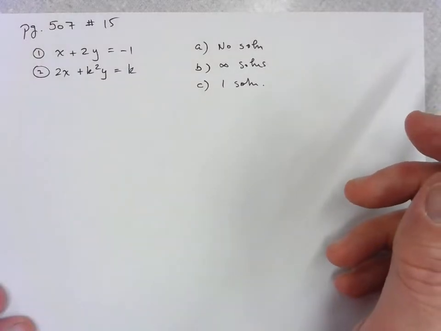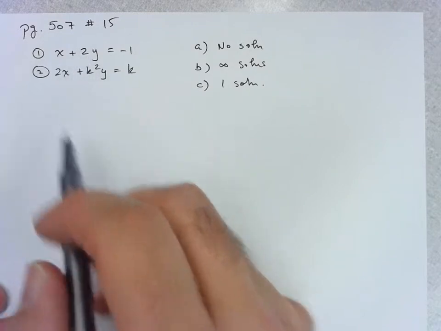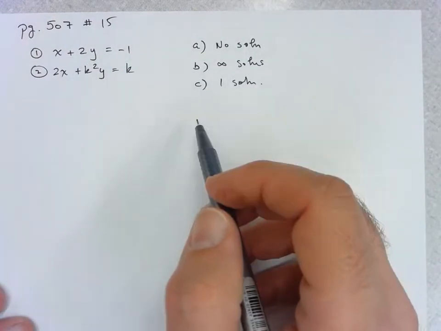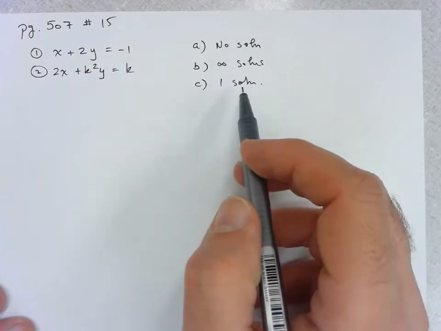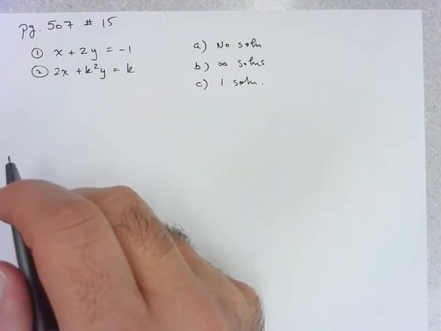Hi folks, we're going to take a look at number 15 from page 507. They give us this system of equations and they want us to determine when it has no solution, infinitely many solutions, and exactly one solution. So we're going to have to determine the values of k that are going to give us that.